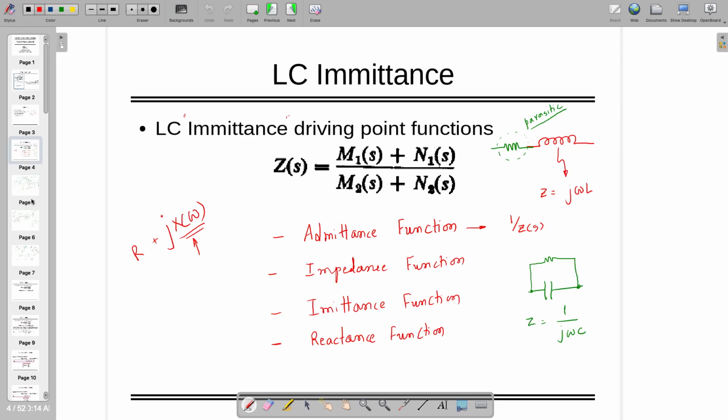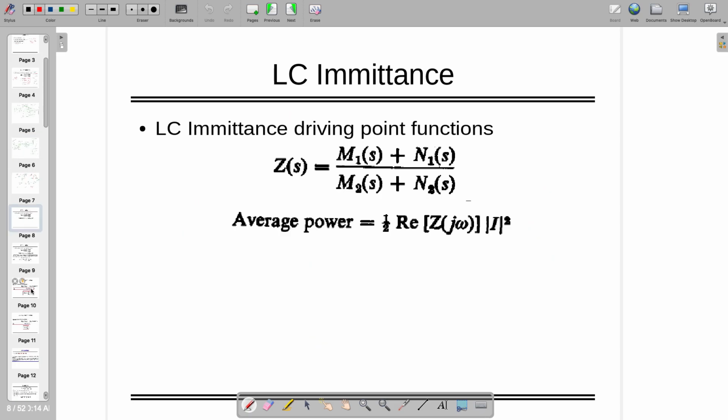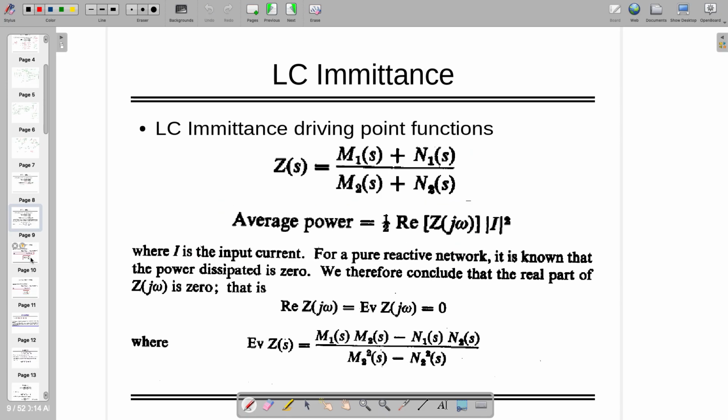Okay, so there is one more thing. From this function you can write down the real part of j omega times I square, and half of that will give you the average power, which is already known to us. One more thing, where I is the input current for a pure reactive network.